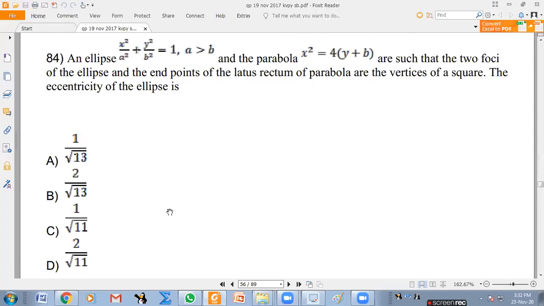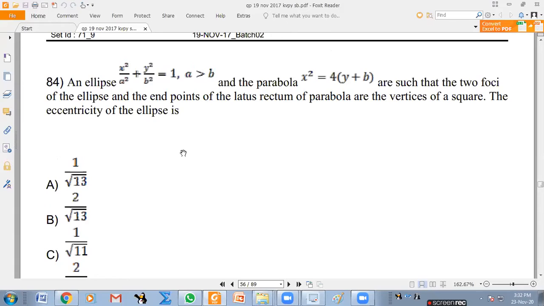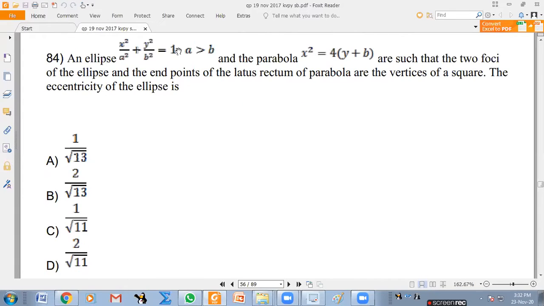Last class we stopped in between with some problem with the answer. I think for b positive and b negative, we did not take care carefully. Let us analyze this now. Question 84.